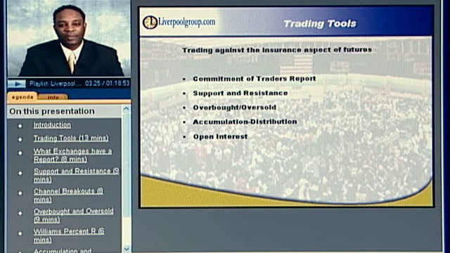The first will be the Commitment of Traders Report, which we touched upon briefly when we talked about governmental sources of information. This is issued by the CFTC. We'll touch upon support and resistance, something very basic that you all know, but I'll give you a different spin on how hedgers view support and resistance and how that can reflect on your own speculative investing. We'll look at overbought and oversold indicators and where to enter and where to exit the market. We'll also look at accumulation, distribution, and lastly, for those of you familiar with options, open interest and how they play themselves out in the futures investing arena.